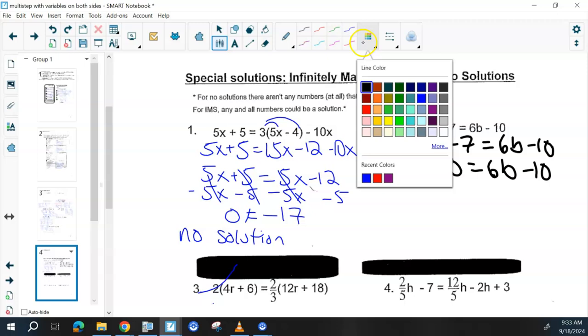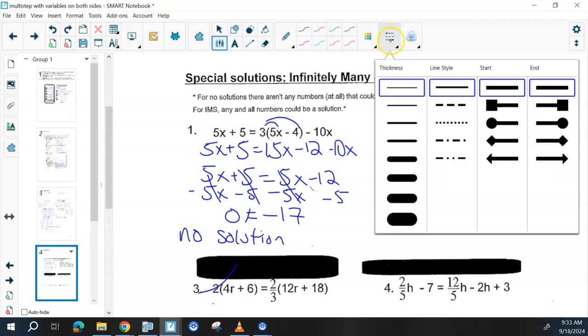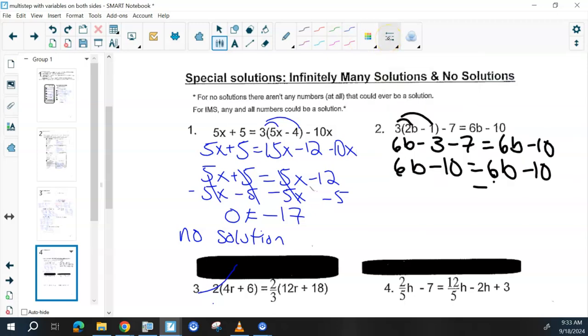So if we keep going and we keep solving, let's say I get rid of 6b and I get rid of 10. What happens? 0 equals 0. Everything cancels each other out. But is this a true statement? Yes. So when your variables cancel and you get a true statement, this is infinitely many solutions.